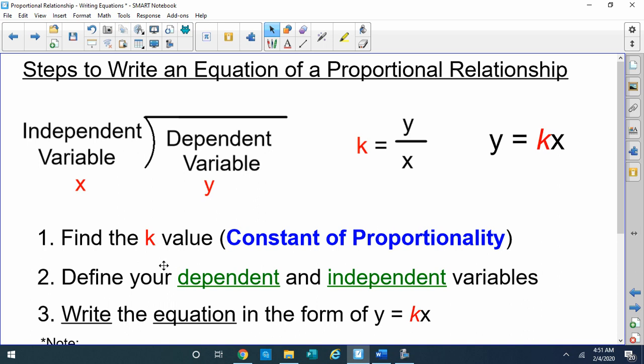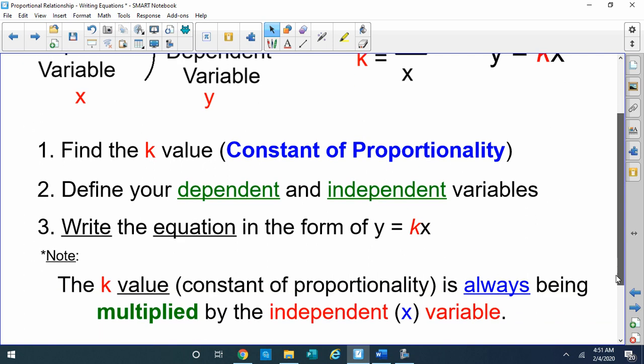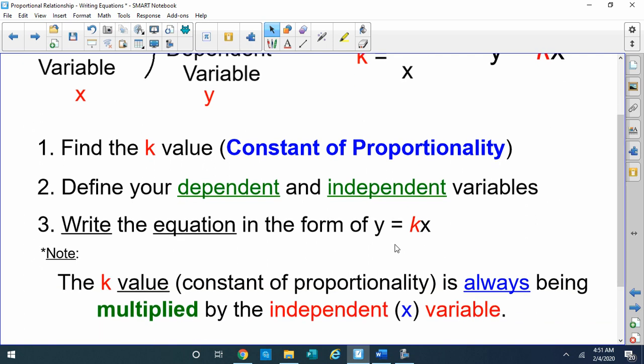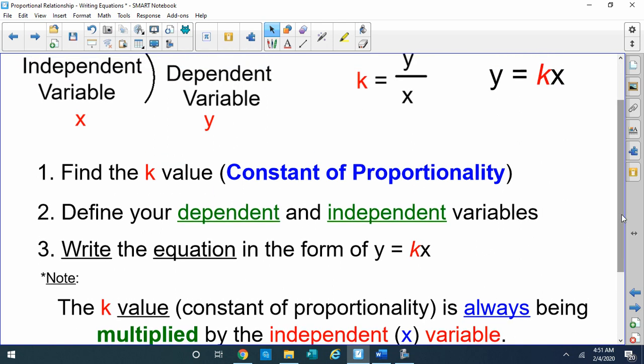Then once you have done that, step 2, define your dependent and independent variables, because you're going to need that when you deal with word problems. Step 3, write the equation in a linear model form of y is equal to k times x. And you should note the k value, the constant of proportionality, is always being multiplied by the independent variable x. Because it's always constant, so it will be there. x and y will always change in value, but the constant is, as its name states, constant.